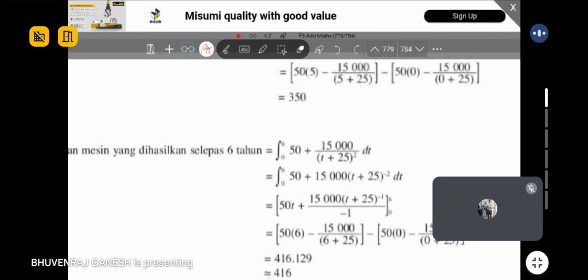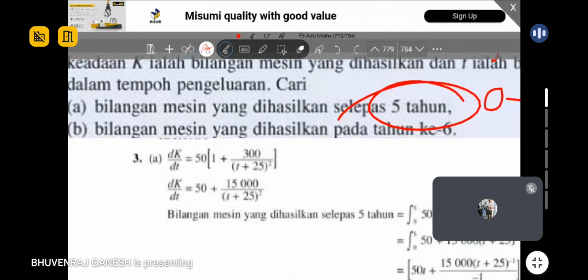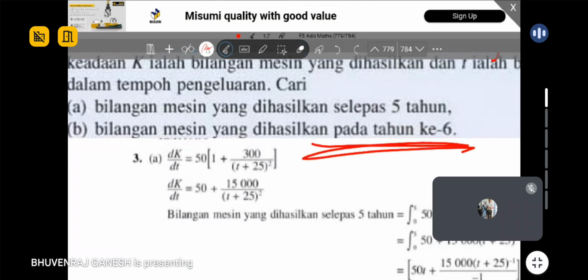All right? Okay. But this one, if you see the question carefully, guys? Cuba baca soalan ni betul-betul. Read the question carefully. Does the question want for 6 years or only the 6th year? Mana satu? Dia nak jumlah untuk 6 tahun ataupun tahun ke-6 saja? Yes, tahun ke-6 only. They only want the 6th year, guys.